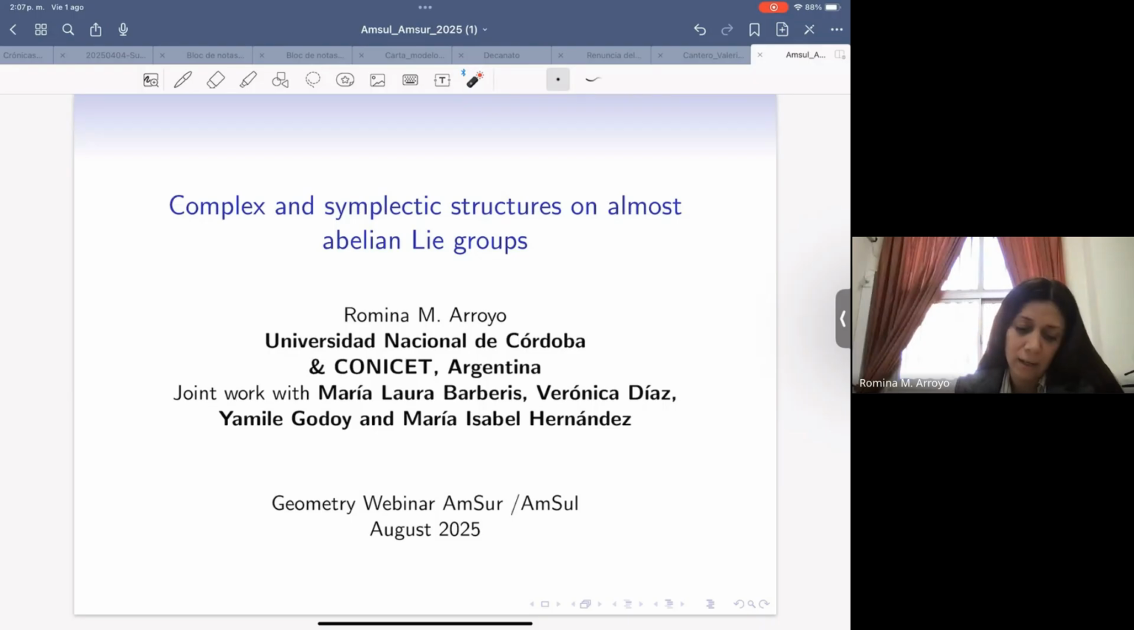Today, I will speak about complex and symplectic geometry on solvable Lie groups. And more precisely, I'll be working on a class of solvable Lie groups, which are almost abelian Lie groups. Okay? So I'm going to start discussing complex structures, or complex geometry, first, and then I am going to move to symplectic geometry.